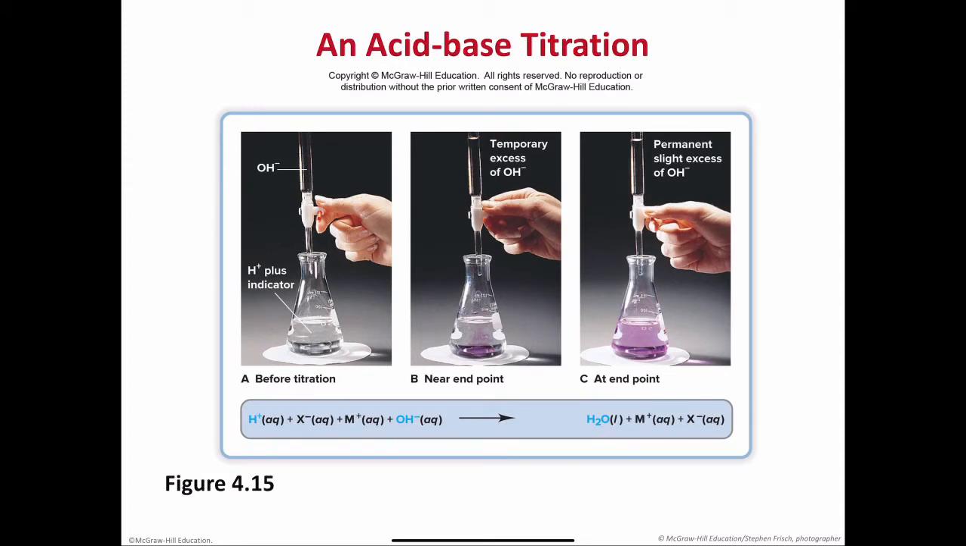So we have a burette with the base in it, and we know the concentration of the base, and then we're adding it to a fixed volume of acid in an Erlenmeyer flask, and then we have an indicator in there that we can use to determine when the end point has been reached. So as you add more and more base to the flask, you can see that there's some pink color down in here.